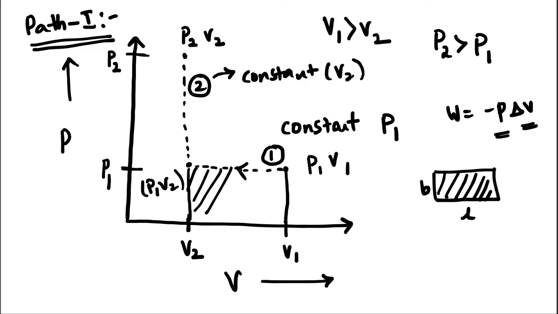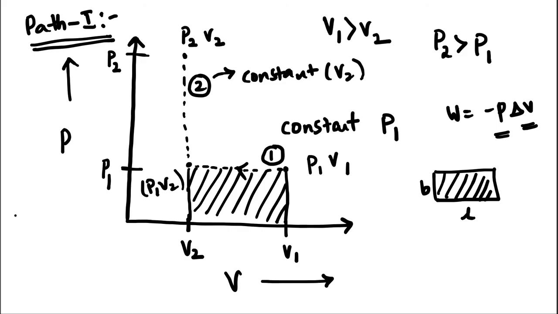This is the work done in the process 1. And there is no work done in the process 2. Therefore, this is the total work, the shaded area that has been harnessed or done on the system in the total path 1. So let's bring the same final system P2 V2 from the initial system P1 V1 in a different path. Will that give the same energy or a different energy? So let's see that one.